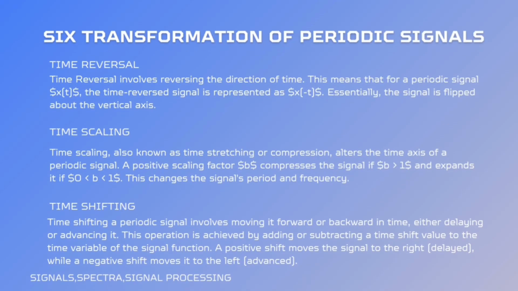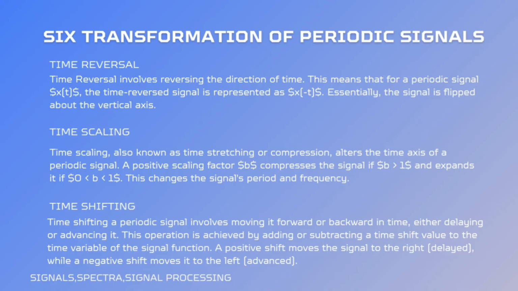Time reversal. Time reversal involves reversing the direction of time. This means that for a periodic signal x of t, the time reverse signal is represented as x of negative t. Essentially, the signal is flipped about the vertical axis. Time scaling.